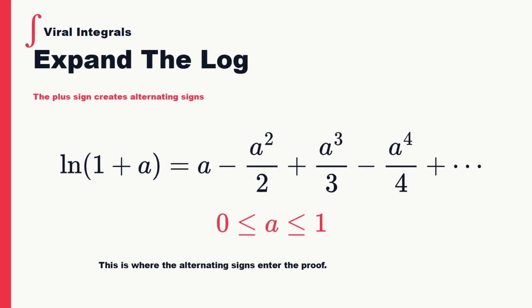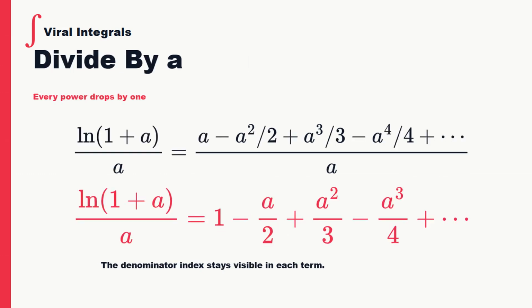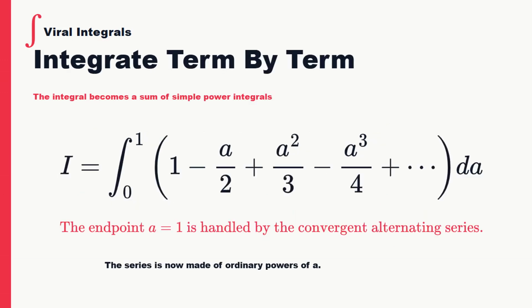And now let's pull out the common series representation for natural log of 1 plus x, or in this case 1 plus a, and it's equal to the following. Dividing both sides by a, and we get this. So natural log 1 plus a over a is equal to that series right there. And now we integrate that series from 0 to 1 term by term.